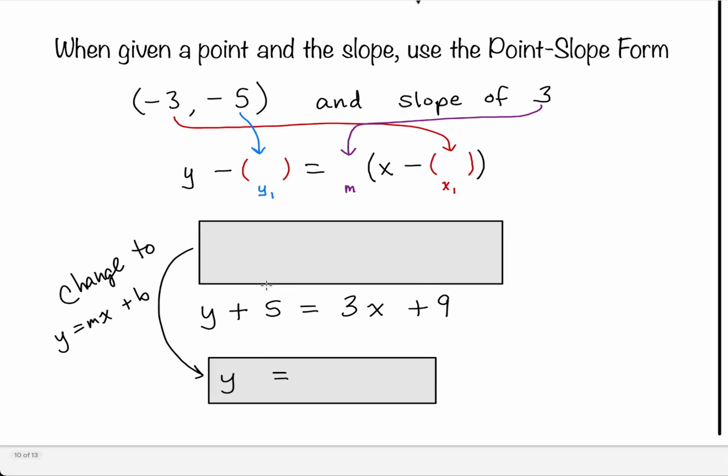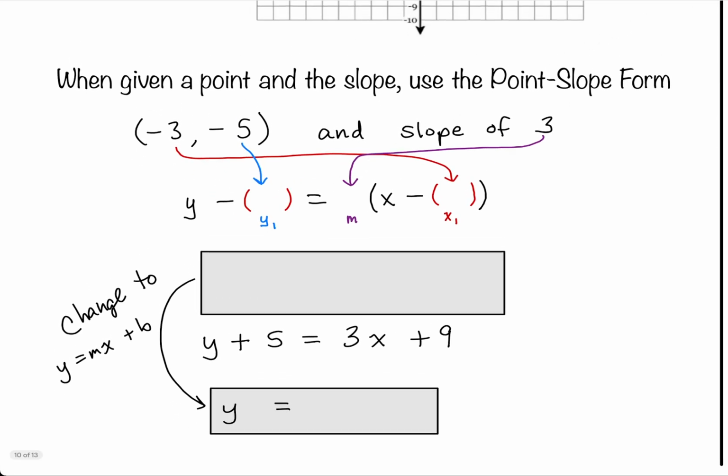So when given a point and the slope, we're going to use the point-slope form. So if we have (-3, -5), then we have the following bits of information. We have x1, y1, and we have our m. All we're going to do is plug the values in. So we get y minus a -5 equals 3 times x minus a -3. Once we resolve the double negatives, we get y plus 5 equals 3 times x plus 3. So this is point-slope form.